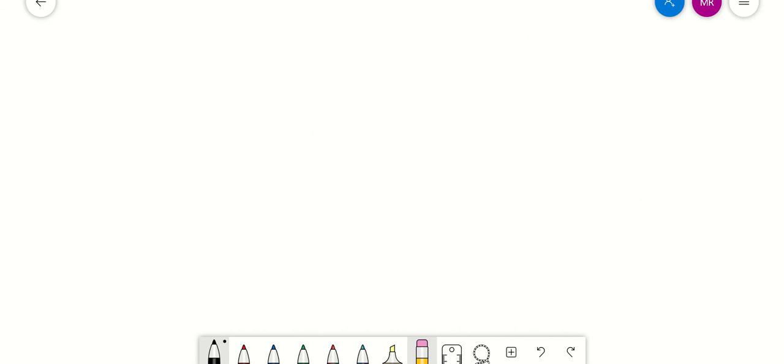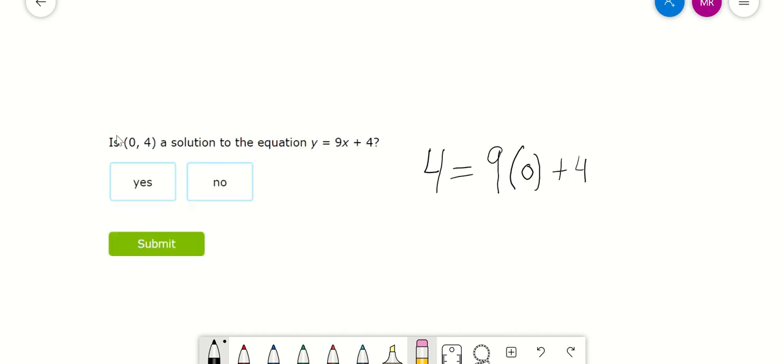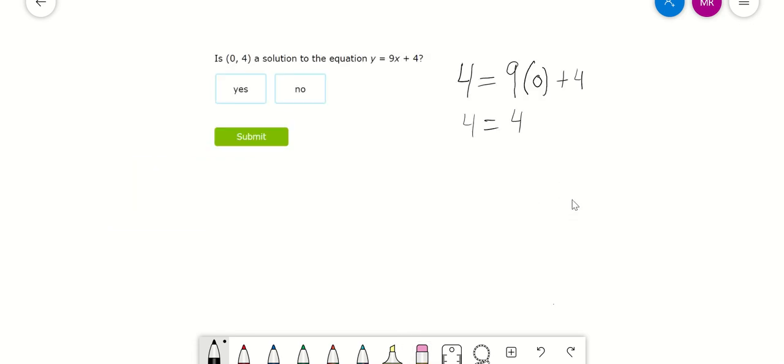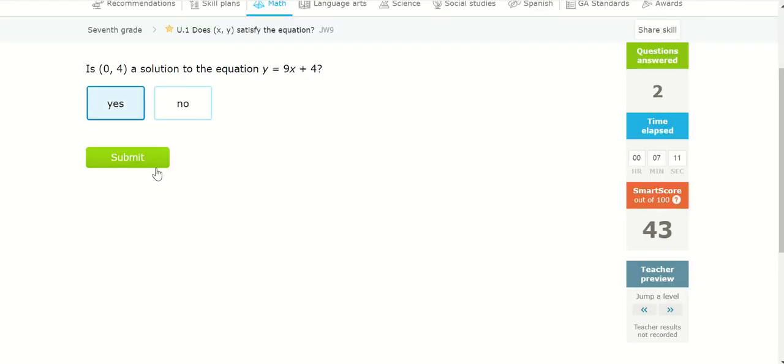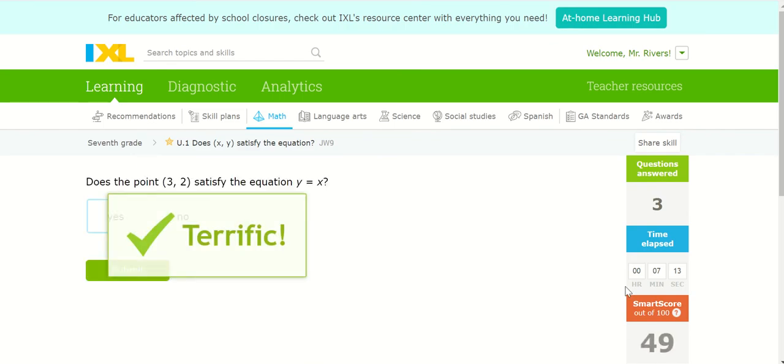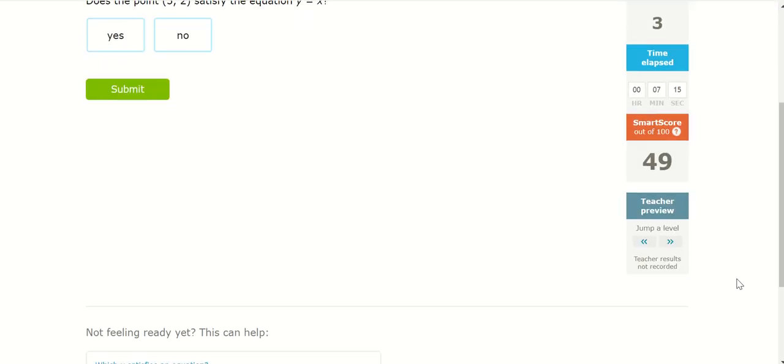So I sub in x equals 0, y equals 4. So instead of y, we sub in 4. 9 times x, 9 times instead of x, we plug in 0, plus 4. We now simplify. 9 times 0 is 0, plus 4. That gives us 4 on the right side. And 4 is equal to 4. So yes, this is a solution. Yes. All right, let's step it up a level here.